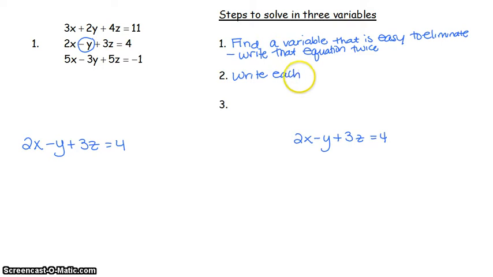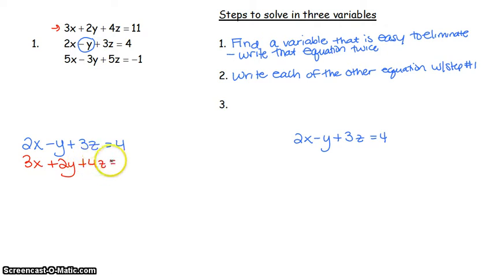Write each of the other equations with step 1. So we're going to take our 3x plus 2y plus 4z is equal to 11, and we will take 5x minus 3y plus 5z is equal to negative 1. When we chose y in the first step, we're going to eliminate y. When you choose that variable, that's the variable that you're choosing for the rest of the steps.